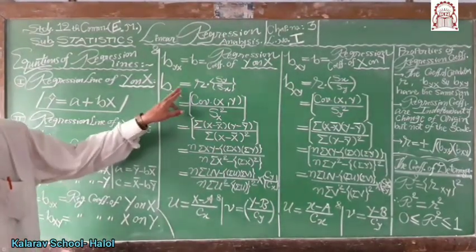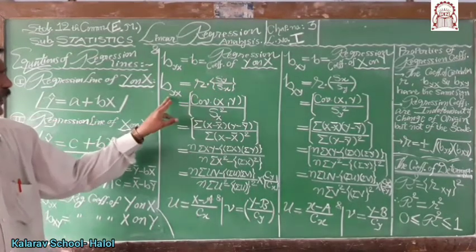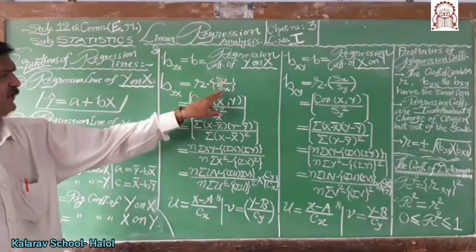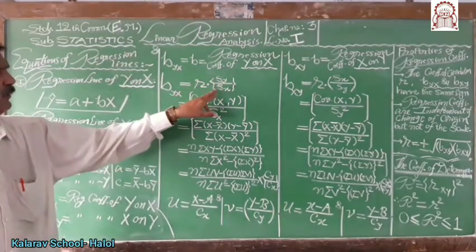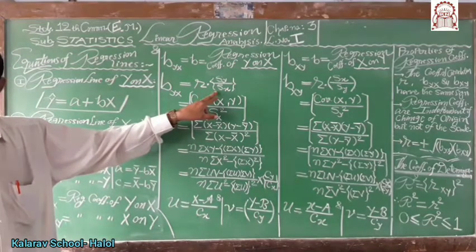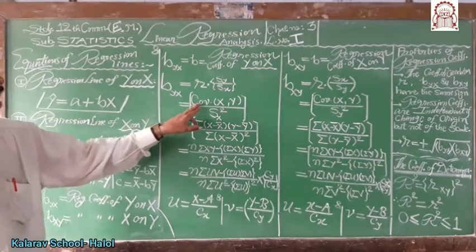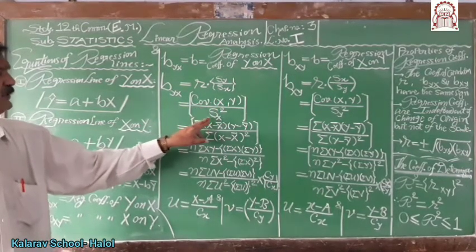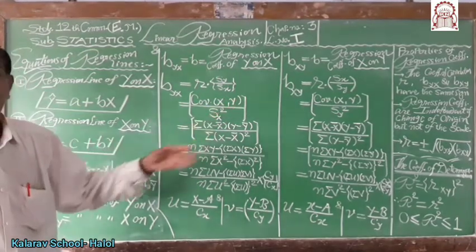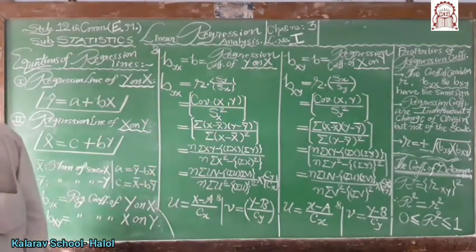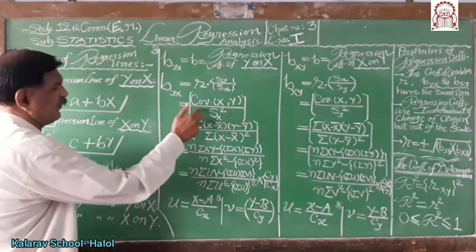Byx is given by one of the formulas r into sy upon sx, where sy means standard deviation of y and sx means standard deviation of the series x. Another formula for byx is covariance between x and y upon sx square. Covariance means sxy, and sx square means variance of the series x. This is also one of the formulas.